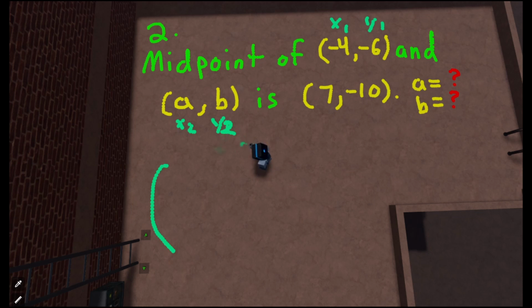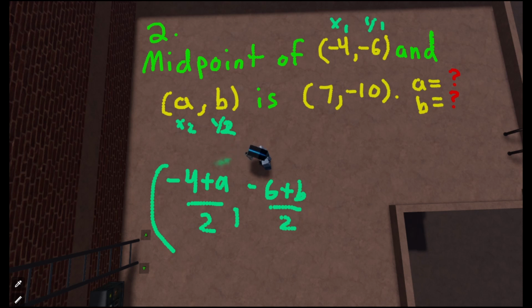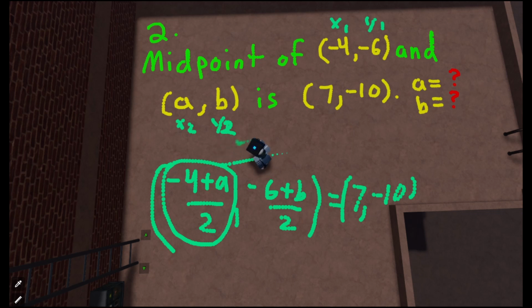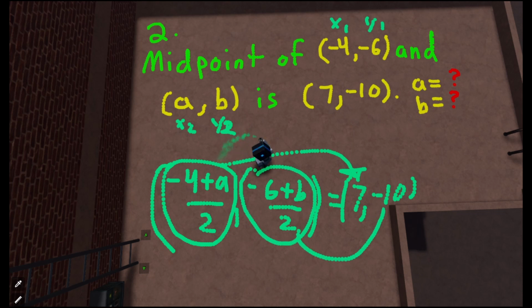We're going to have that x1 plus x2 is minus 4 plus a divided by 2, comma, y1 plus y2 is minus 6 plus b divided by 2, and that's our midpoint, and this is equal to 7 comma minus 10. So based on that, I know that minus 4 plus a over 2 is supposed to be equal to 7, and I know that minus 6 plus b over 2 has to be equal to minus 10. So I can now set up some equations to solve for a and b.